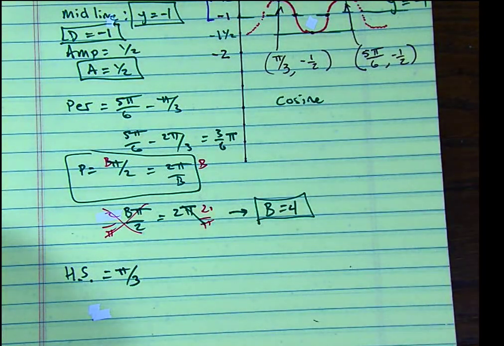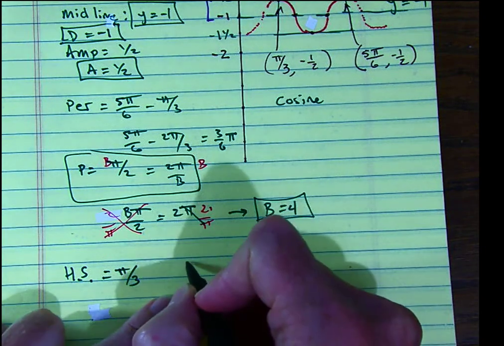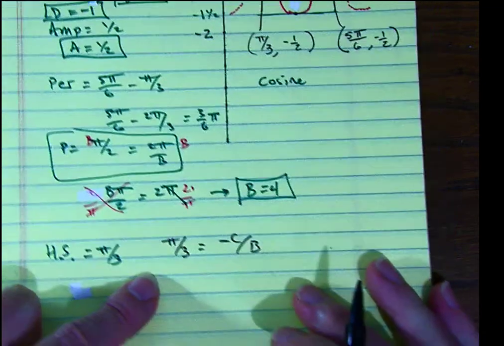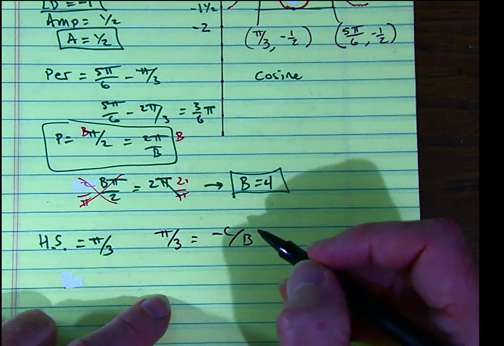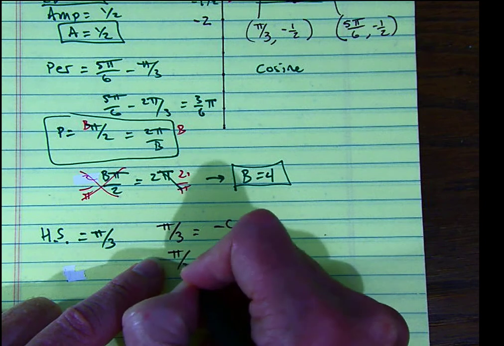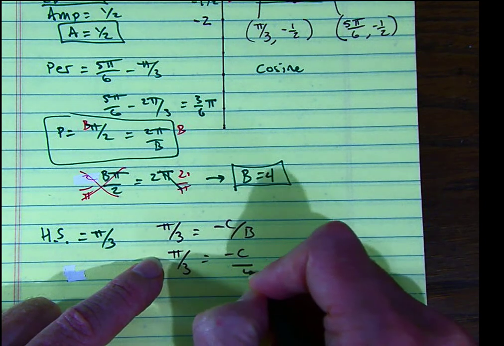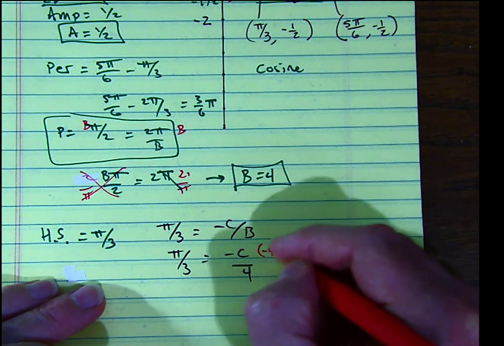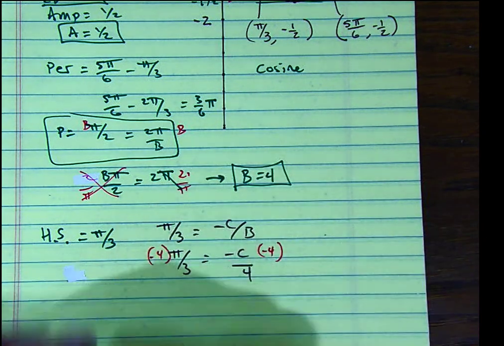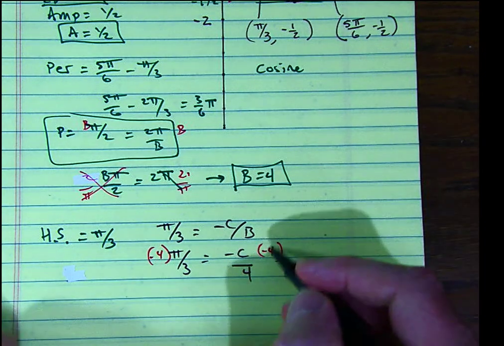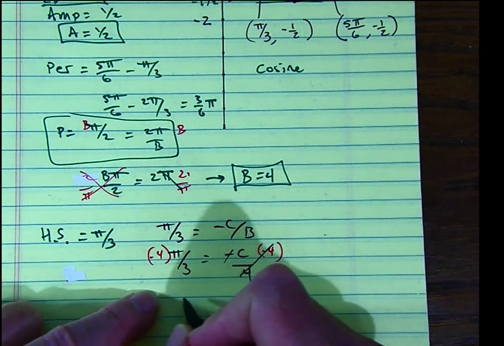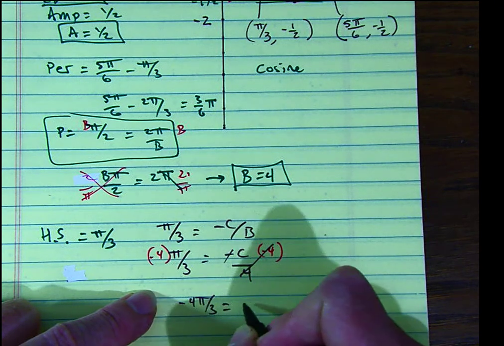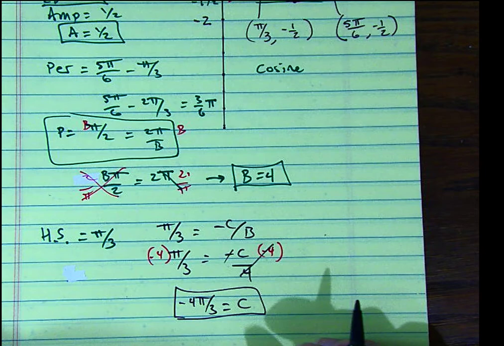And we also have a formula. I think I'm going to do this in a different color though. Pi thirds equals negative C over B. And we've already solved for B. And if we multiply by negative 4, we will have the C number. That all cancels, that cancels. And so negative 4 pi thirds equals the C number.